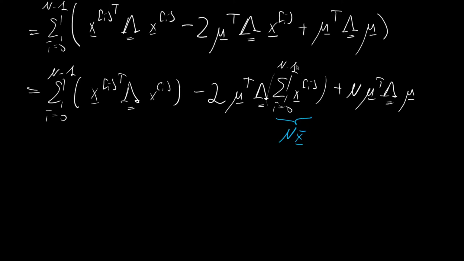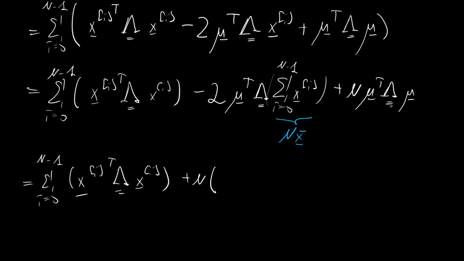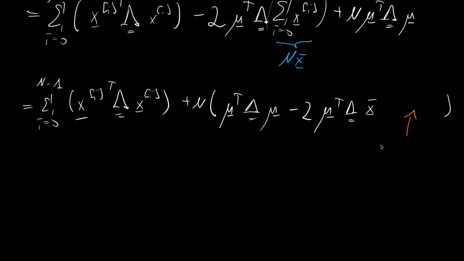So the summation from i=0 to N-1 over the x_i vector will just be N times x bar vector. Then let's factor out the N, and we have the summation from i=0 to N-1 over the x_i vector transpose times the lambda matrix times x_i, then plus N times, and first this quadratic term, which is mu transpose lambda mu, and then minus 2 mu transpose lambda x bar. Then closing brackets, and here let us add an artificial 0, which is given as an x bar vector transpose times the precision matrix lambda times an x bar vector minus the same thing again.